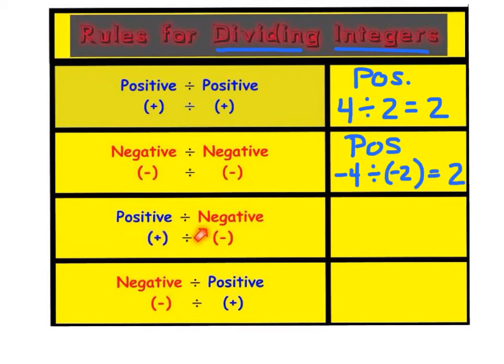The third one, if you have one of each, a positive and a negative, so different signs, it's going to be negative. So let's do positive 10 divided by negative 2, which is going to give me negative 5.